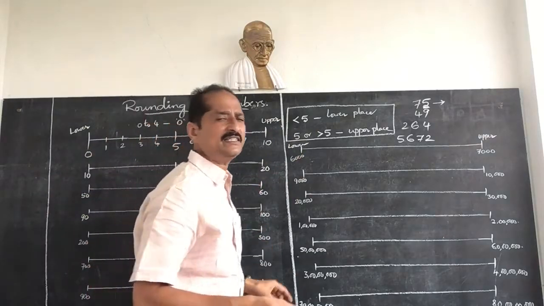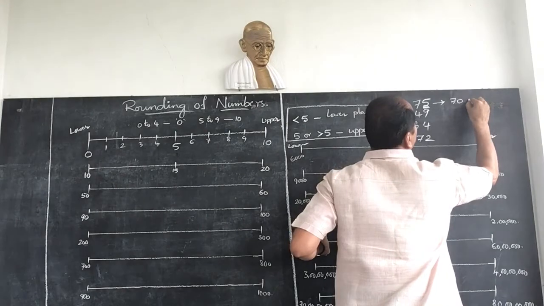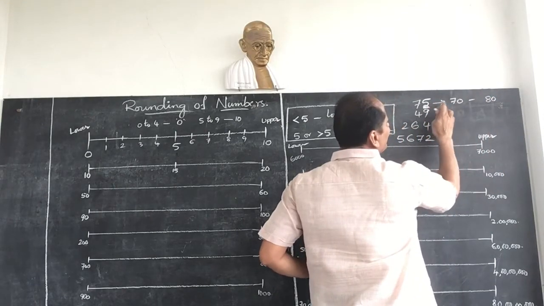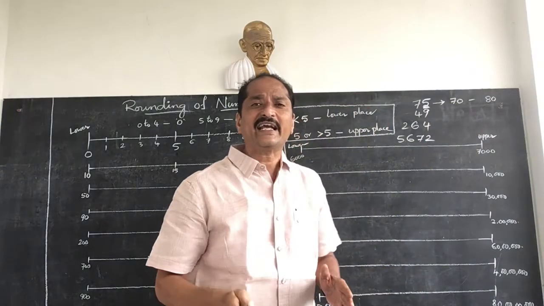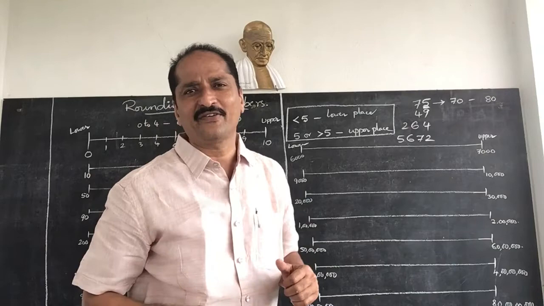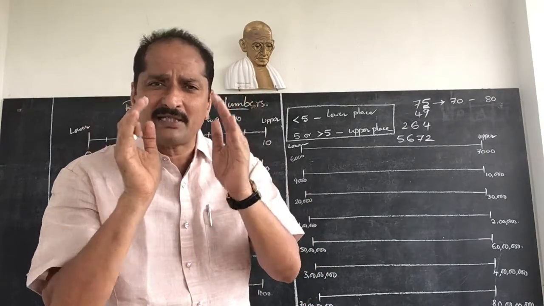Now 75 is in between 70 and 80. So it is nearer to 70 or 80? Exactly it is half. Right, it is in the middle of the two, 75 is in the middle of 70 and 80.